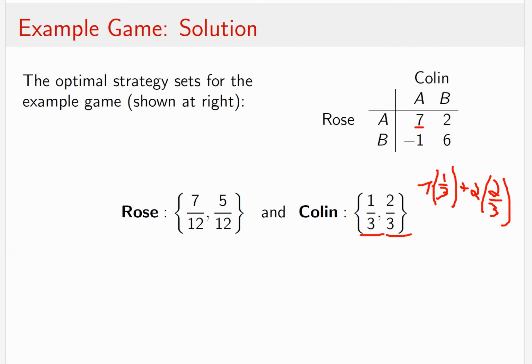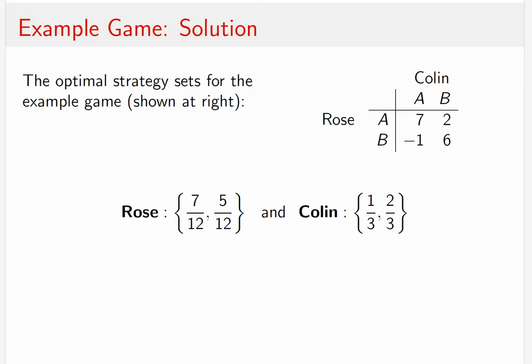So let's do Colin A, right? And Rose plays 7/12, so we have 49/12 minus 5/12. 49/12 minus 5/12 is 44/12, which is 11/3, right? That is the same value either way.